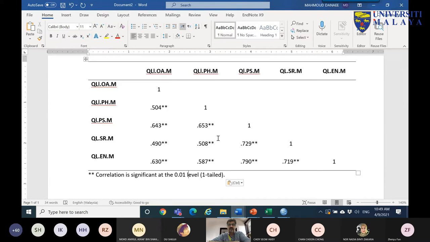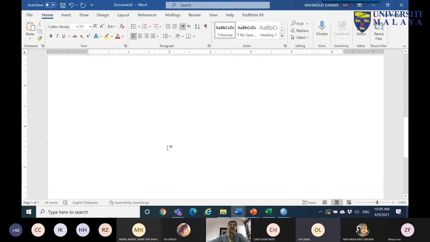Okay. What does it mean when we say that two variables are correlated? What does it mean? When two variables are highly correlated, what does it mean? They have the interaction. No, not interaction. Association.